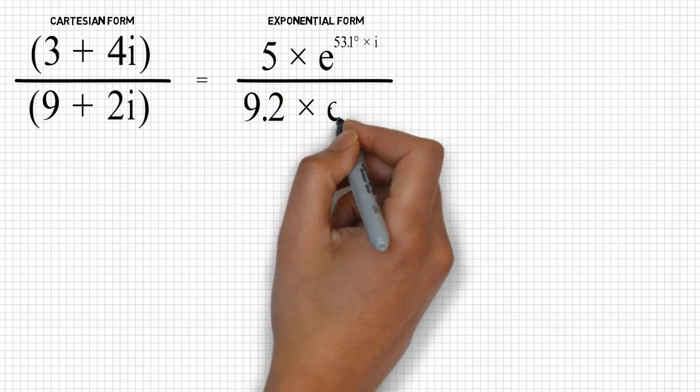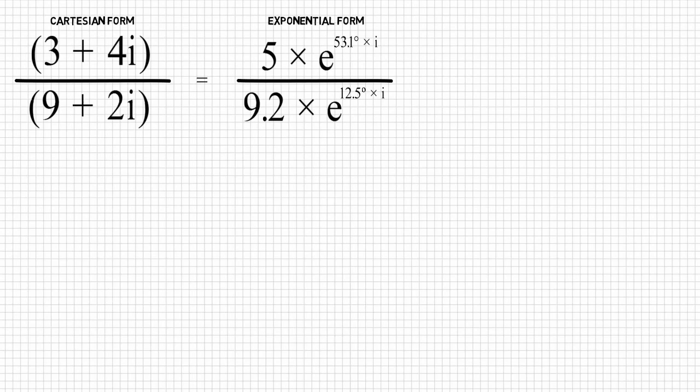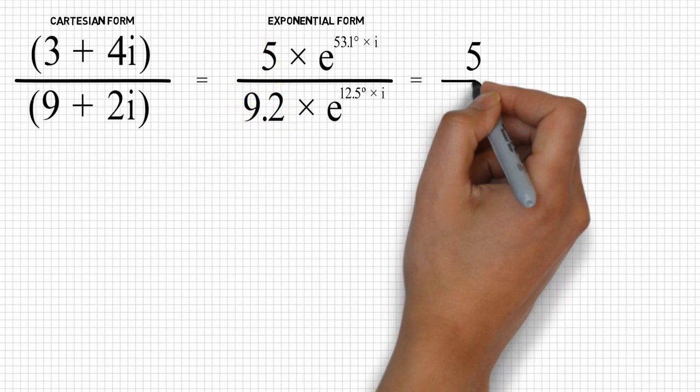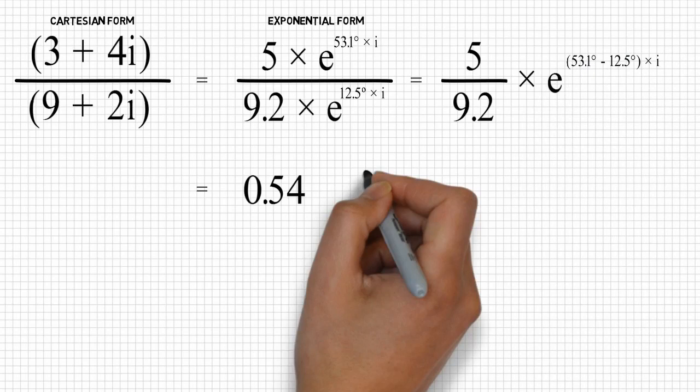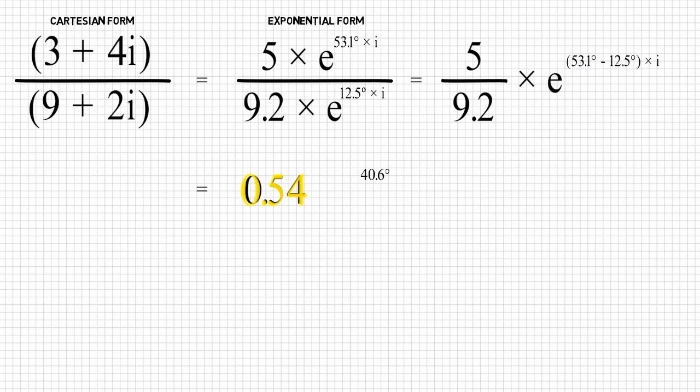When multiplying, we first multiplied the 5 and the 9.2. Now that we are dividing, we simply divide them instead, giving us the answer 0.54. When multiplying, we added the 53.1 degrees and the 12.5 degrees. Now that we are dividing, we simply minus them instead, giving us 40.6 degrees. This gives us the overall result, 0.54 times e to the 40.6 degrees times i.